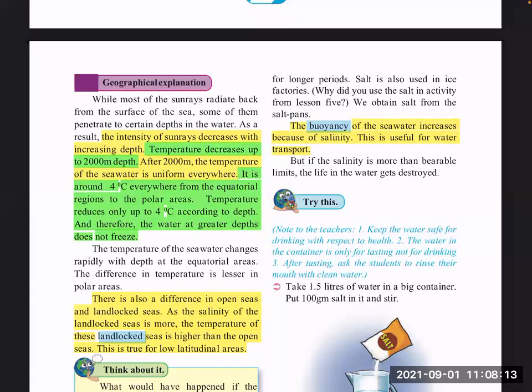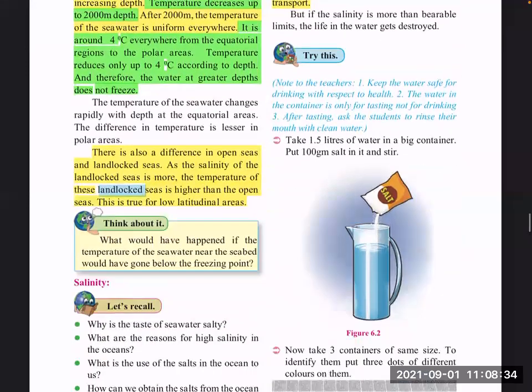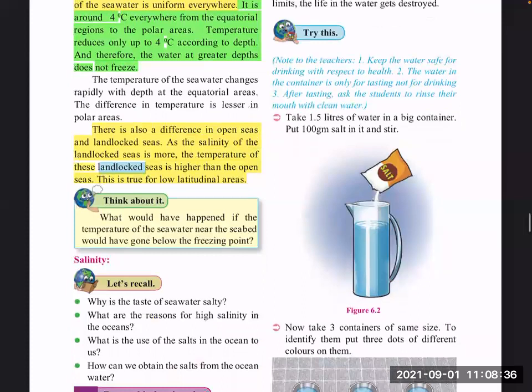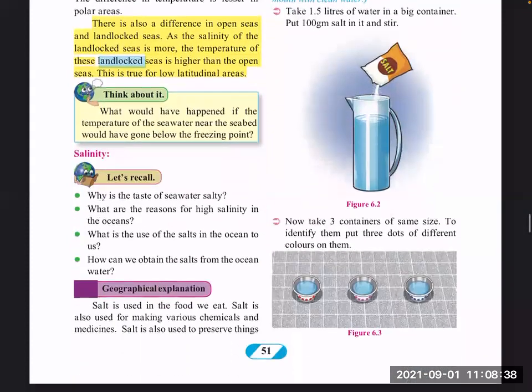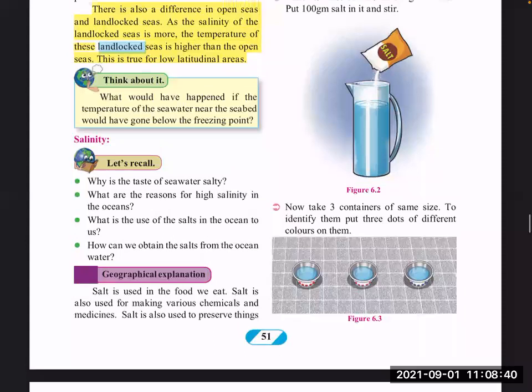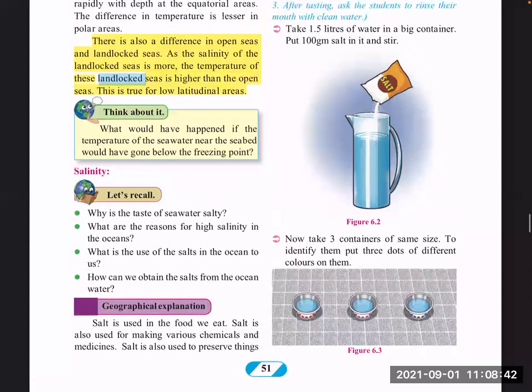There is also a difference between open seas and landlocked seas. As the salinity of a landlocked sea is more, the temperature of a landlocked sea is higher than the open sea. I will show you some pictures of what landlocked seas are. Now we are going to study salinity. Do you understand about the temperature?